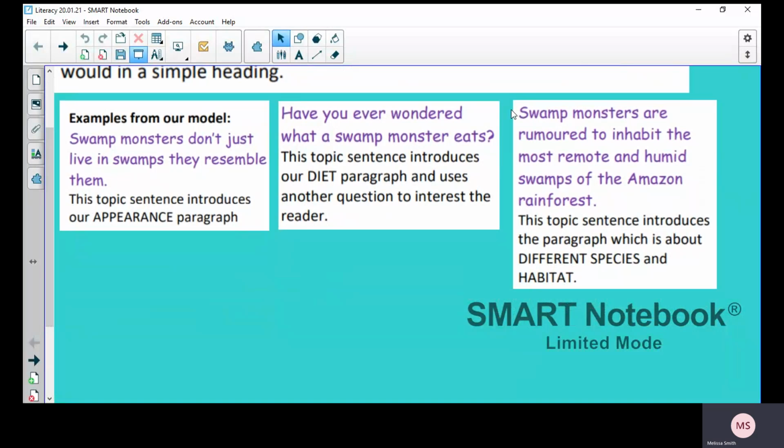Let's look at this one. Have you ever wondered what a swamp monster eats? So straight away that tells us that that paragraph is going to be about the diet of the swamp monster. Let's look at this one here. Swamp monsters are rumoured to inhabit the most remote and humid swamps of the Amazon rainforest. So that paragraph there we know is going to be about the species along with their habitat. So you've got three examples there of topic sentences which introduce the paragraph that they are going to talk about.